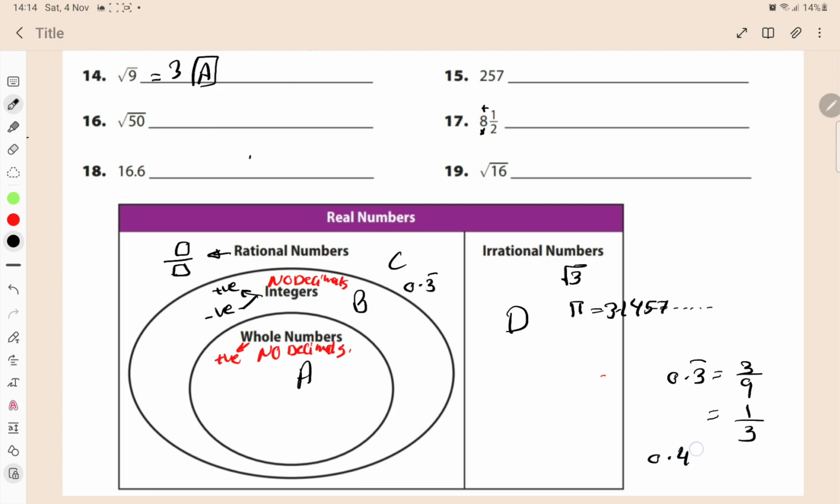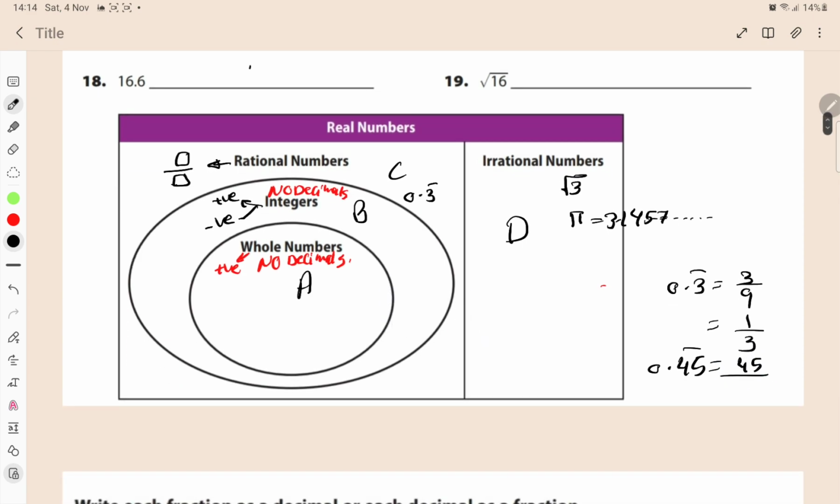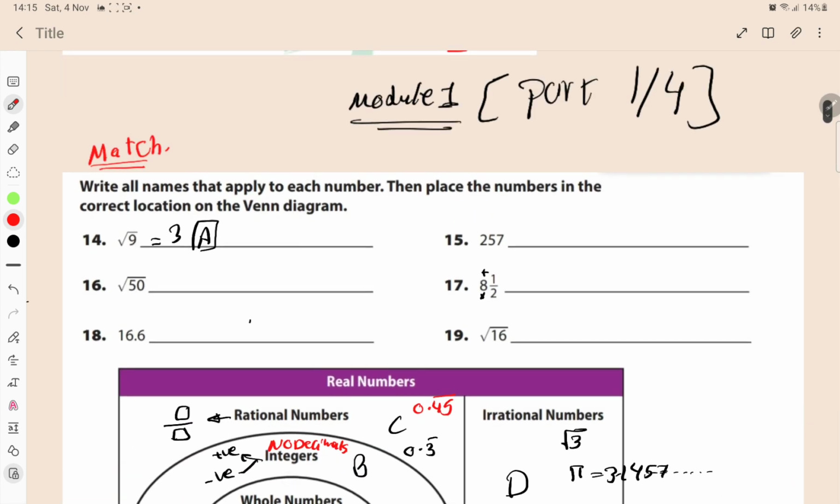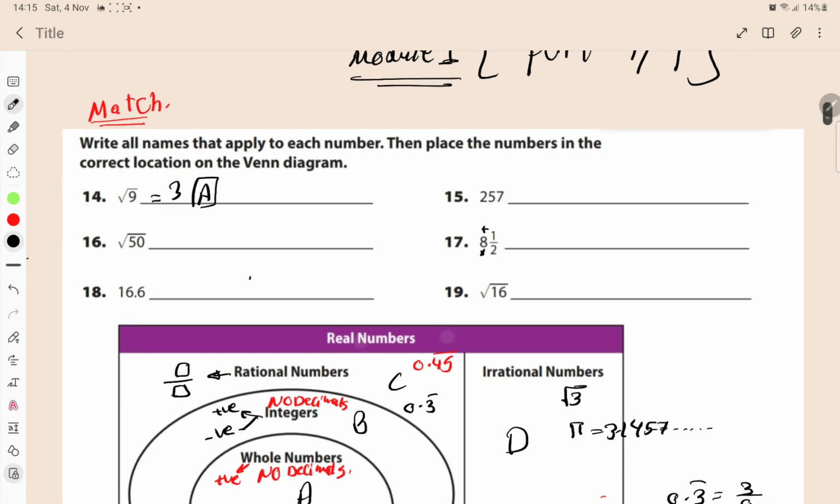What if it is 0.45 repeating? It is the same like 45 over, remember the 4 steps? It will be 45 over 99. Divide by 9 up, divide by 9 down. 45 over 9, 5. 99 divided by 9, 11. 5 over 11 is a fraction, so we can say that 0.45 repeating is a rational number. Very good. So root 9, which is 3, it is a whole number.